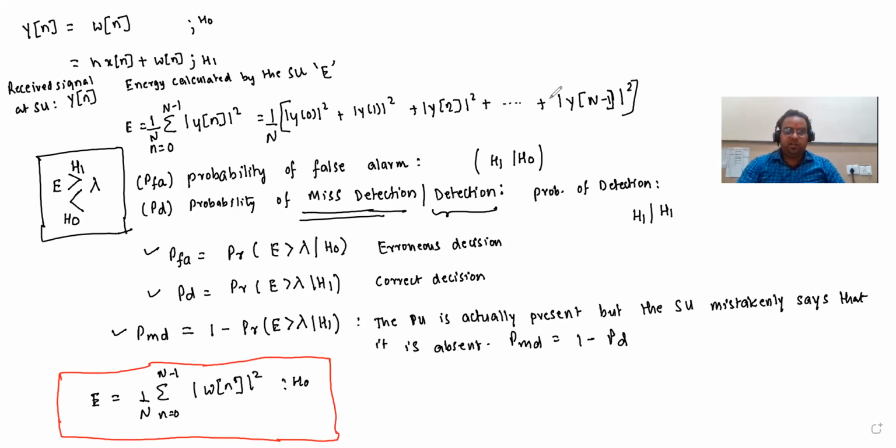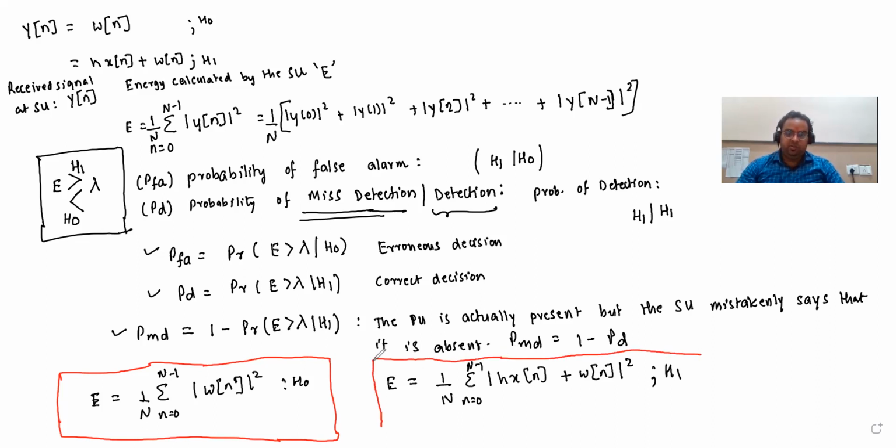And the second important thing is that the energy is essentially 1 by n summation over mod of h x of n plus w of n, whole square, n is equal to 0 to n minus 1. This is basically the energy that will be calculated under the H1 hypothesis.